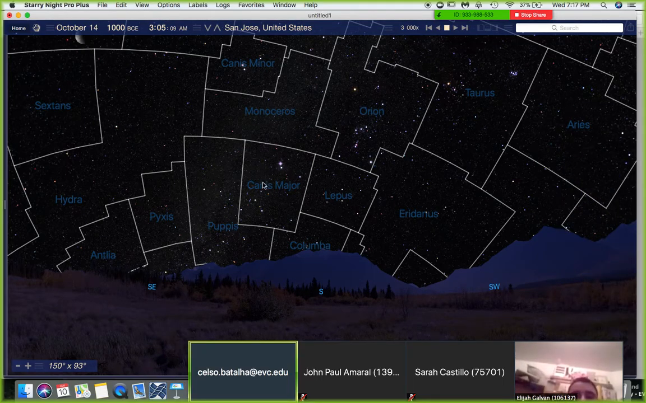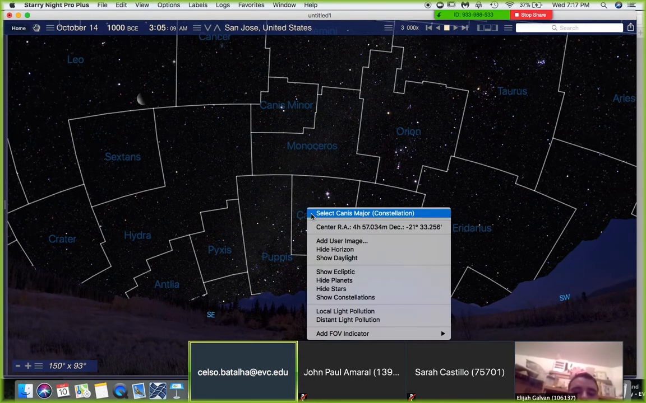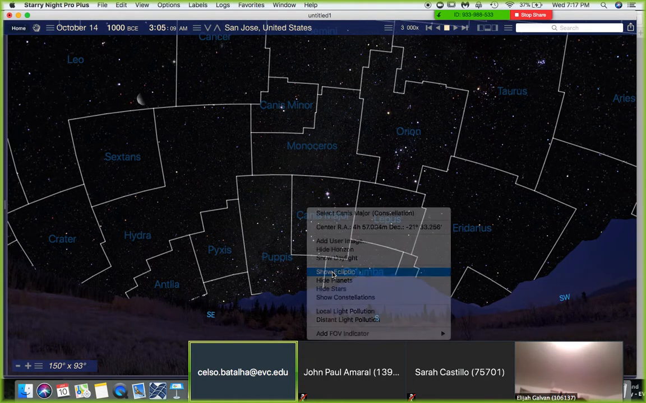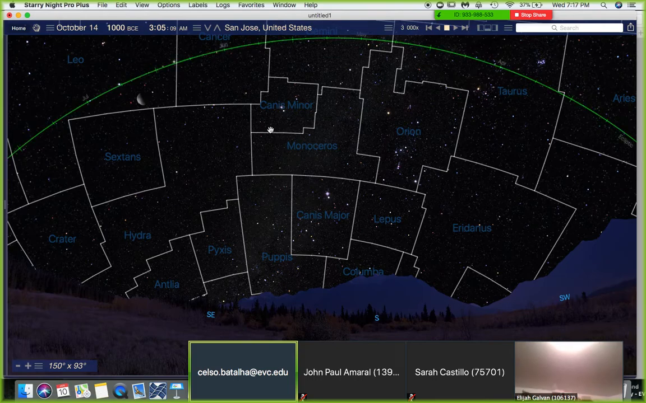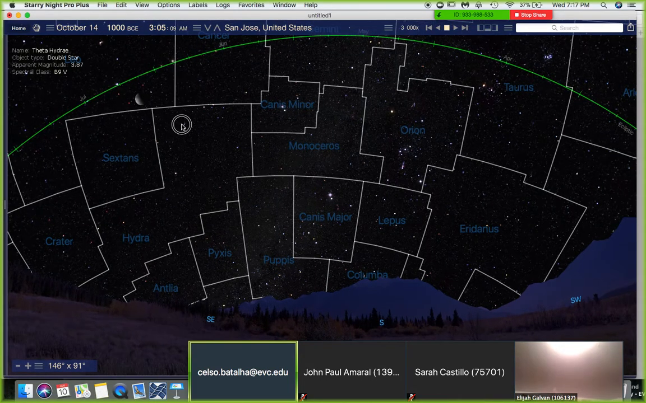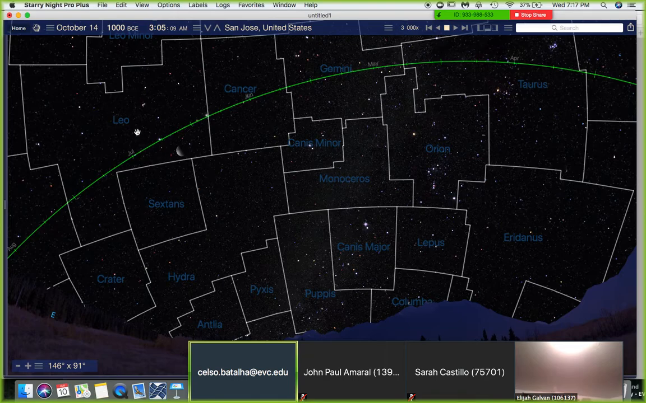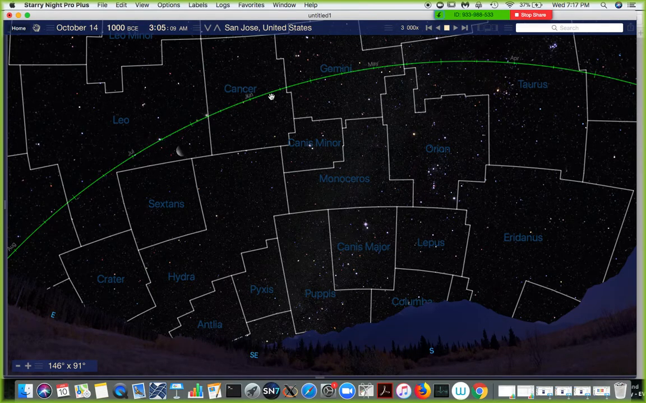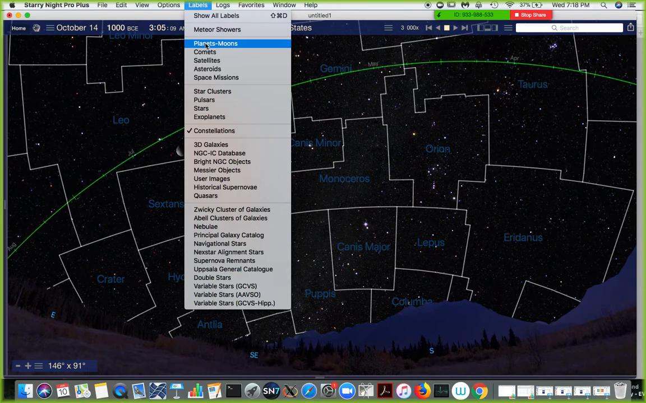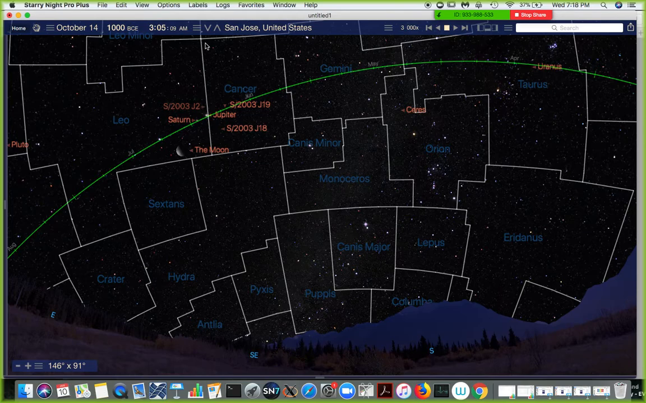And what I'm going to do, I'm going to be facing a sky region always. Who likes Leo? Look at Leo over there. So I'm going to be facing Leo, Cancer, Gemini. I'm going to be facing this region here forever. Okay. And I'm also going to bring the labels of planets and moons. So the moon is there.